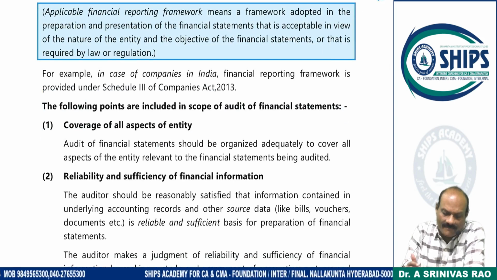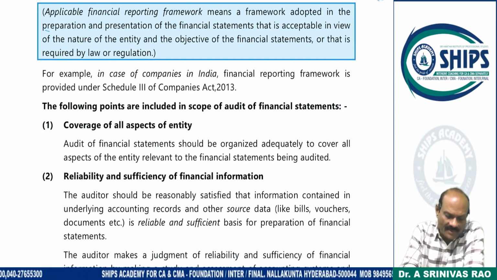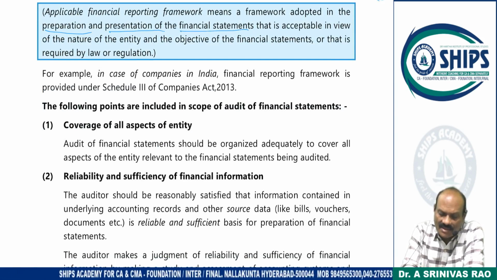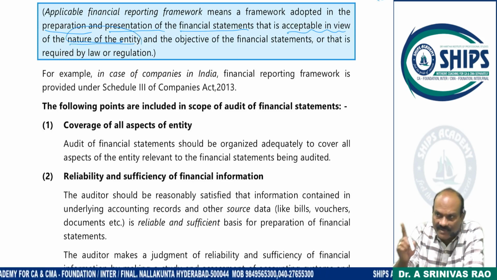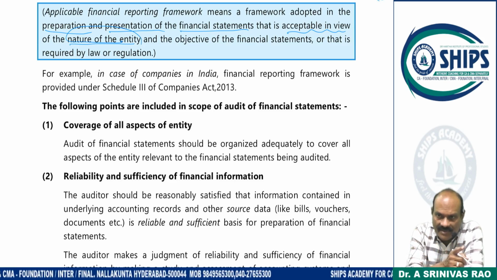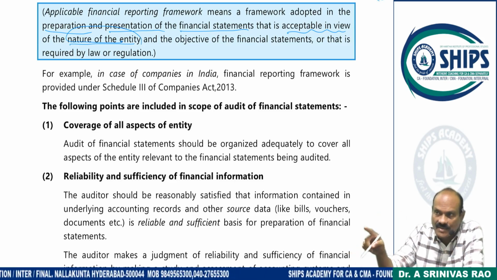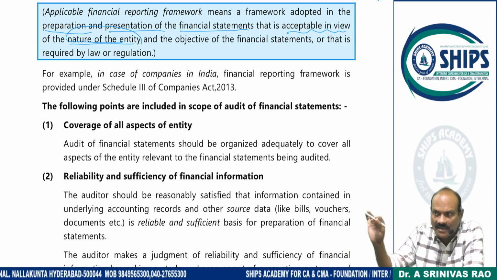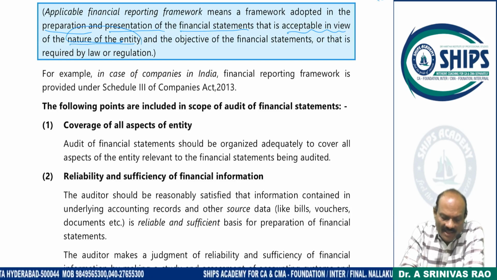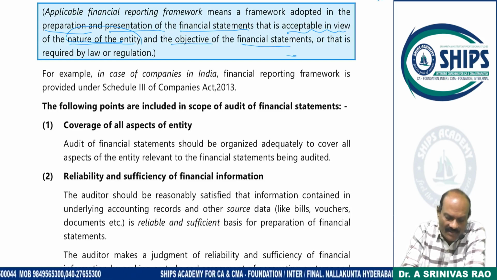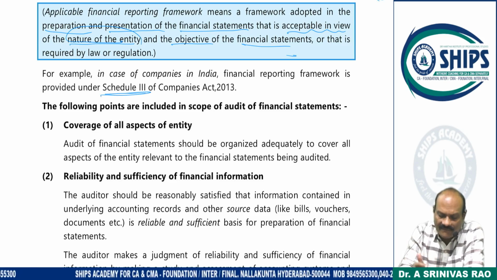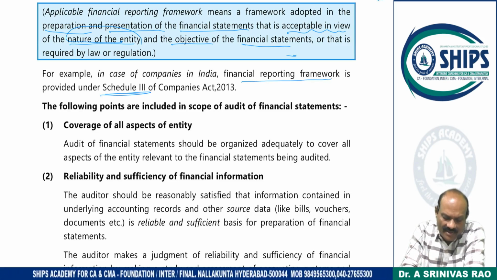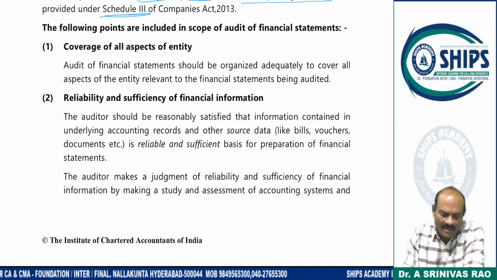And the other one here: the applicable financial reporting framework is nothing but the preparation and presentation of the financial statements in accordance with the nature of the entity. Banking company formats are different. Insurance company format is different. Company format is different. Partnership uses the horizontal form of a balance sheet. According to their requirement, you need to prepare the formats. And the objective of the financial statements is required by law and regulation. For a company, the financial reporting framework is provided by Schedule 3 of the Companies Act 2013 in case of companies in India. The following points are included.